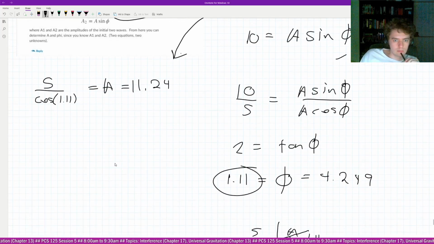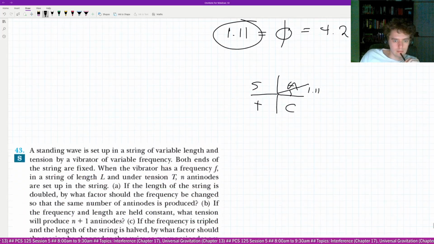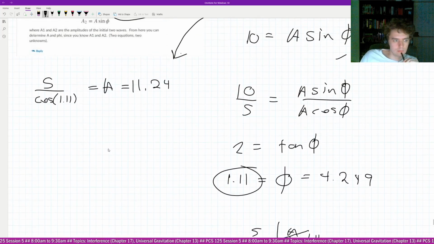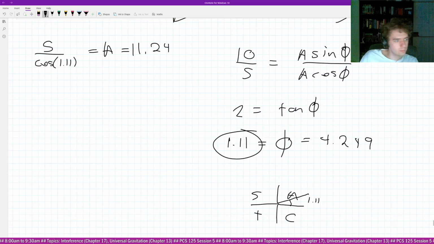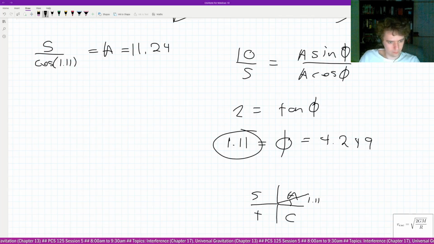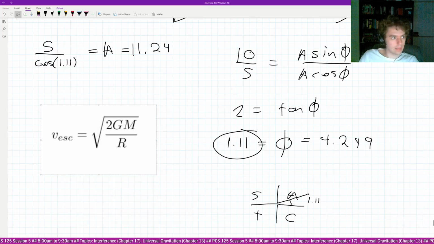I got one quick question just about escape velocity. You know how the equation is 2GM over r, all square rooted? Let me put it on the screen quickly. So that mass, that would be the mass of the planet, right? Or that's like the mass source. That's the mass of the source. The mass of the object is not important.